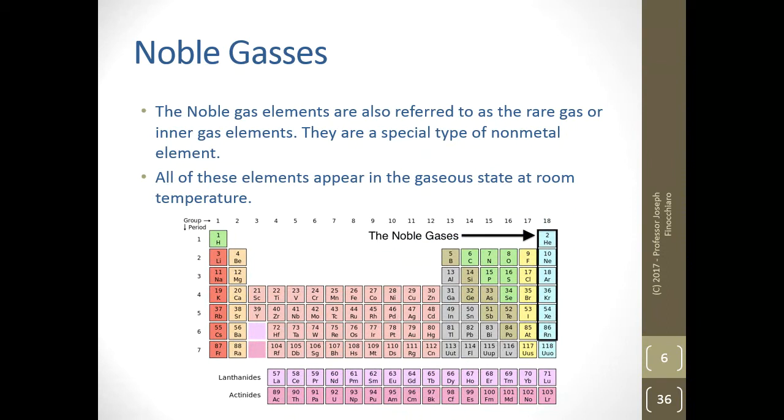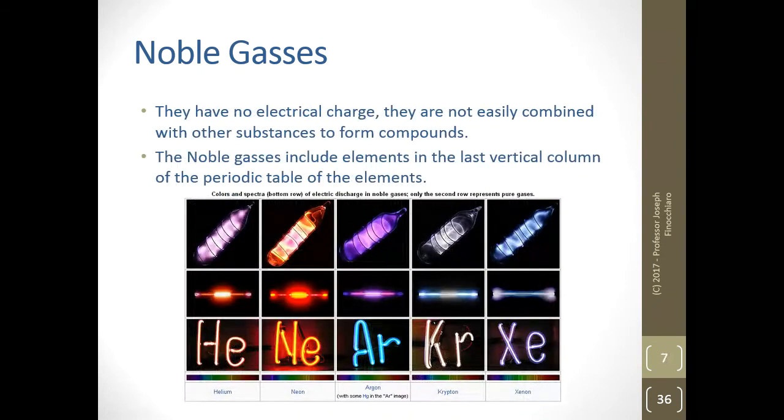The noble gases, or the rare gas or inert gas elements, they're a special type of nonmetal because all of these appear in the gaseous state at room temperature. Remember our buddy helium? He has a different number of valence electrons. Remember, everyone else in the noble gases has 8. Helium only has the 2 because he's special like that. They have no electrical charge. They're not easily combined with other substances to form compounds. The noble gases include the elements in the last vertical column of the periodic table of elements. And I give you this cool little picture there.